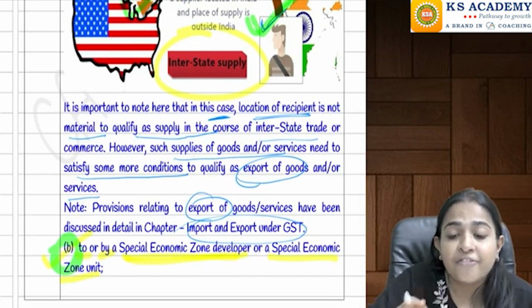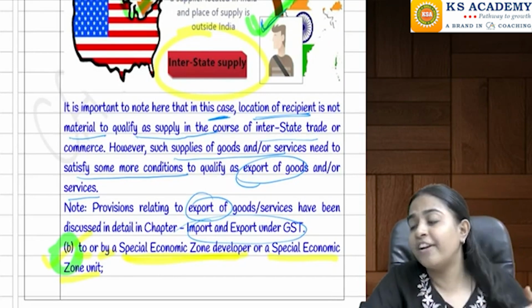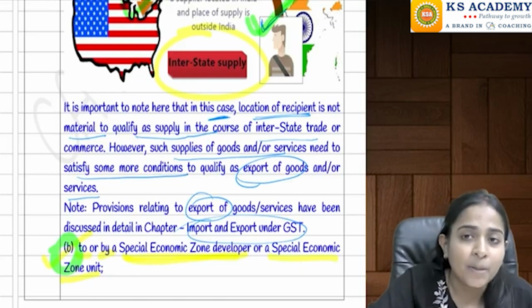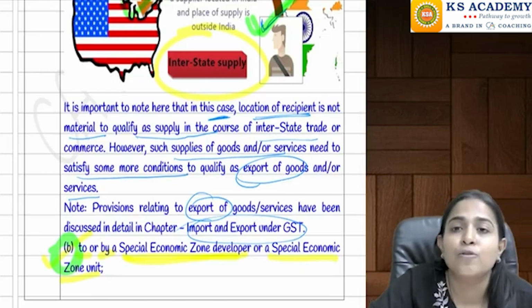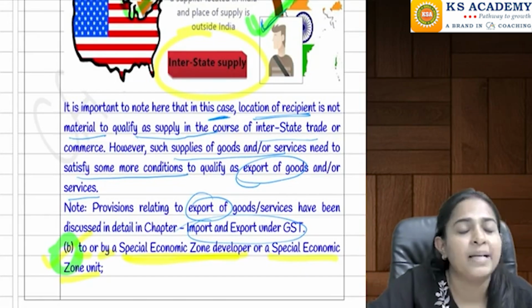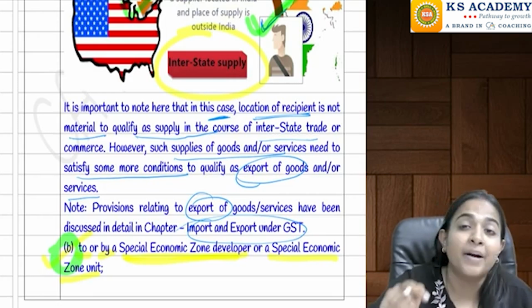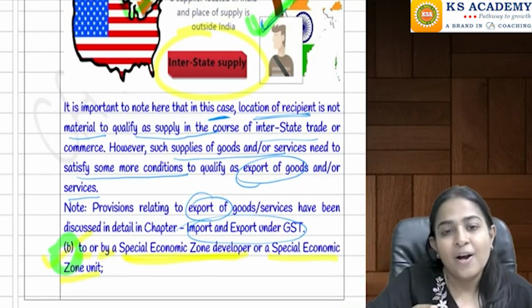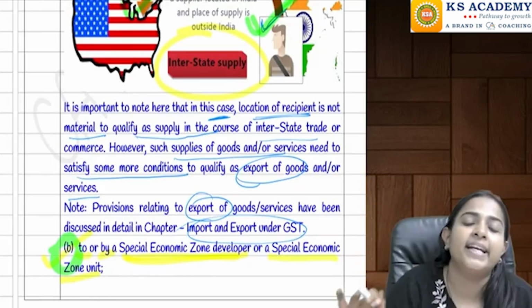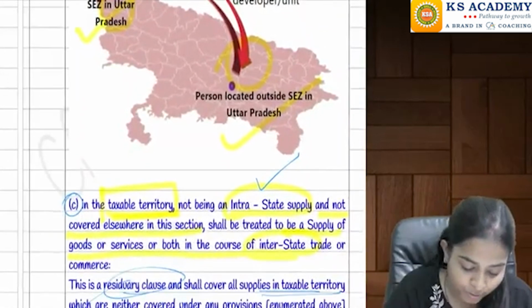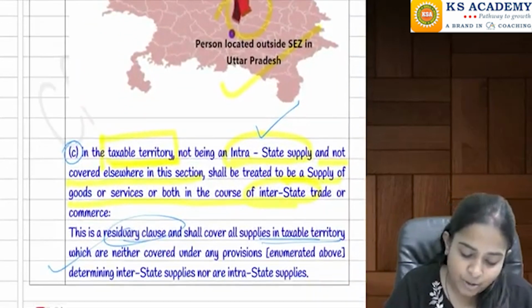You will face confusion if they have given you an example that you are situated in Mumbai, Maharashtra, the SEZ is also situated in Mumbai, Maharashtra, and you are giving them supply of goods or services. Doesn't matter. Even if it is Maharashtra, you are giving it to SEZ, and SEZ is considered as outside India. So this will be considered as interstate supply, and therefore IGST is going to be applicable. Are you clear with this?